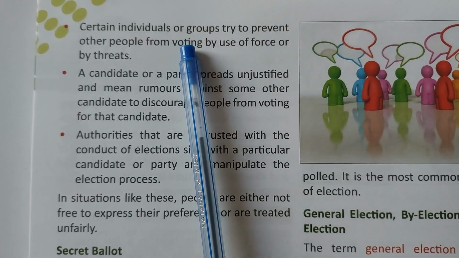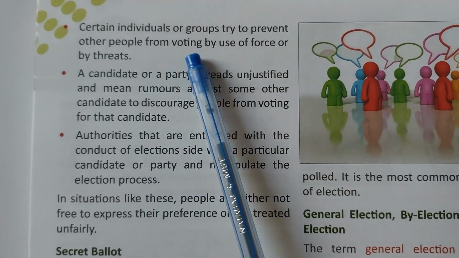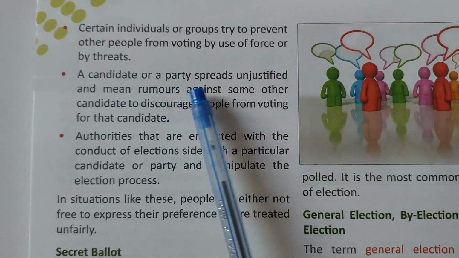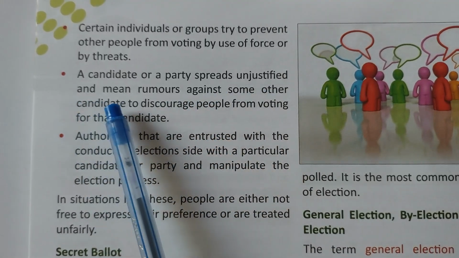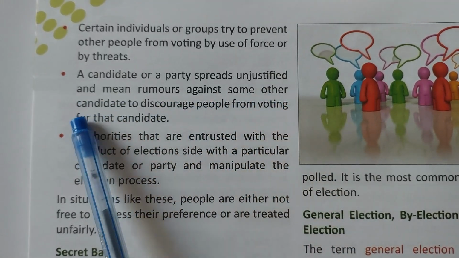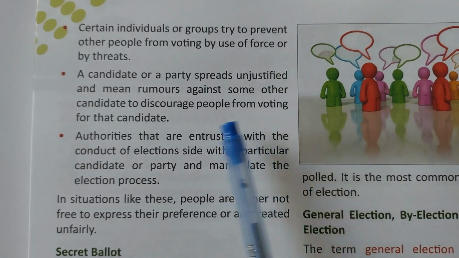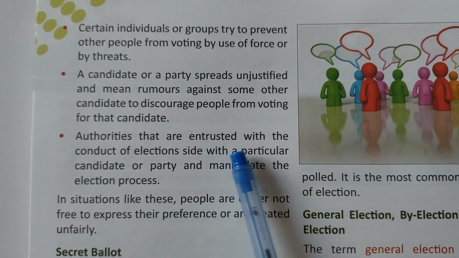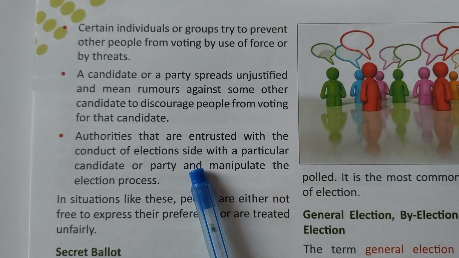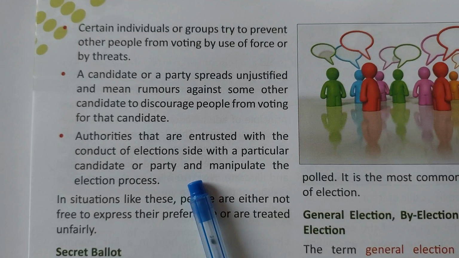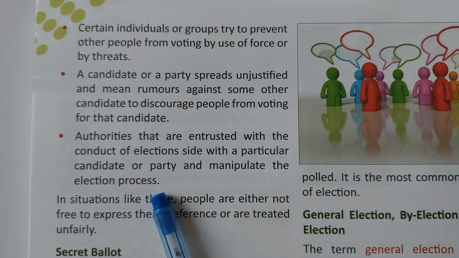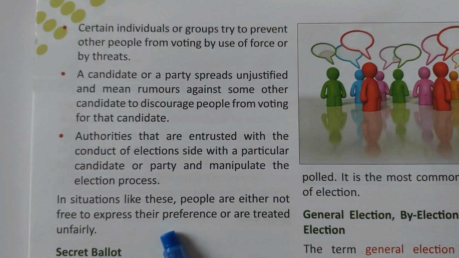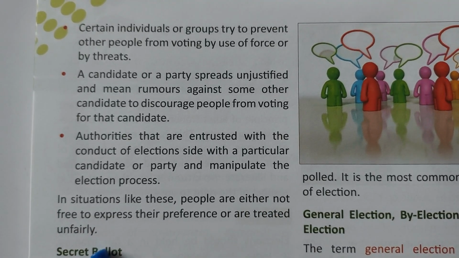Certain individuals or groups try to prevent other people from voting by use of force or by threats. A candidate or a party spreads unjustified and mean rumors against some other candidate to discourage people from voting for the candidate. Authorities that are interested with the conduct of elections side with a particular candidate or party and manipulate the election process. In situations like these, people are either not free to express their presence or are treated unfairly.